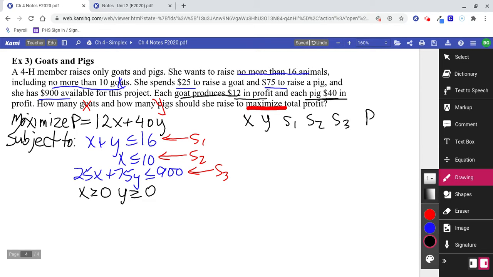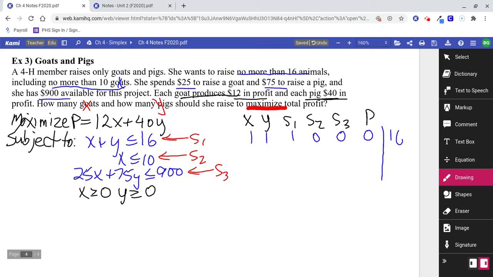So look at your inequalities, and the slack variables are trying to make them equations. So you've got x plus y with a slack variable S1, no S2, no S3, no profit, and once we use that slack variable and turn it into an equation, it's going to equal 16. The second one just says x with an S2 equals 10. And then the third one says 25x and 75y, no S1, no S2, yes S3, no p, and it equals 900.